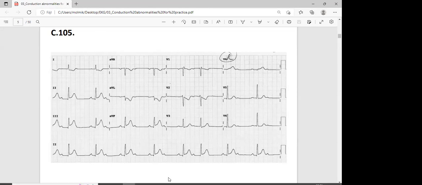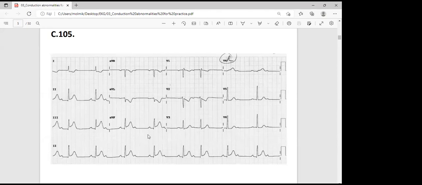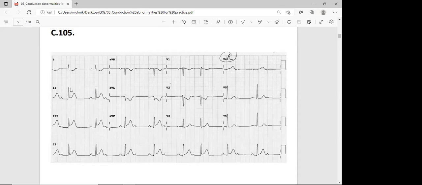And what about the axis? I would say it's between 30 degrees and 60 degrees. Why did you say that one? Because lead 2 is the highest. The R is the highest in lead 2. So it would be 60 degrees, but a little bit closer to 120, so I would say 70. It's not around 30, because if it were closer to 30, then lead 1 should be bigger than lead 3, but 3 is bigger than 1.